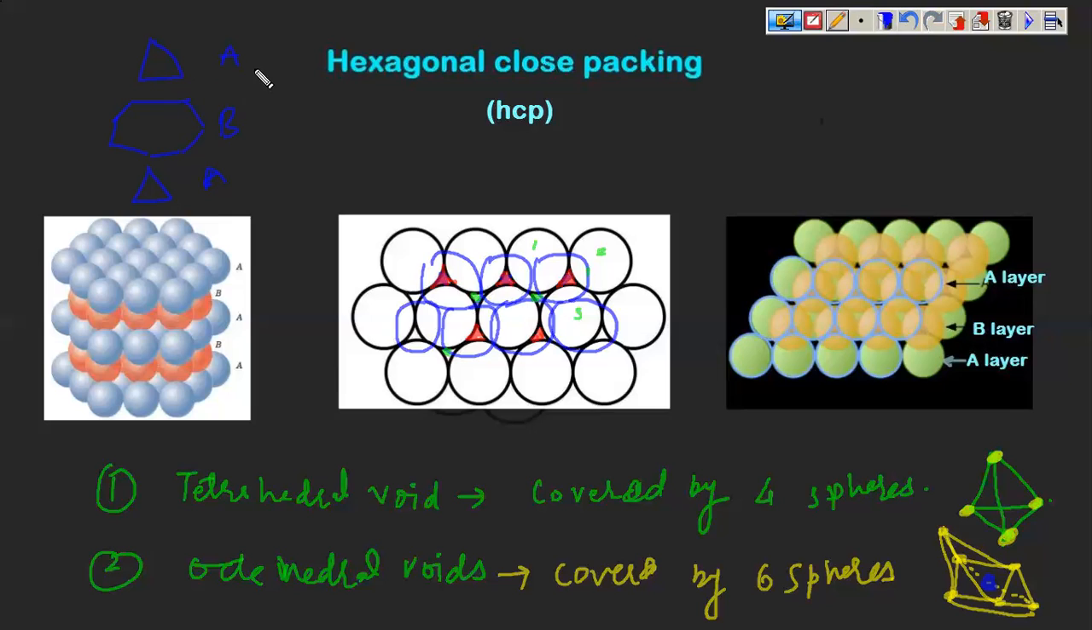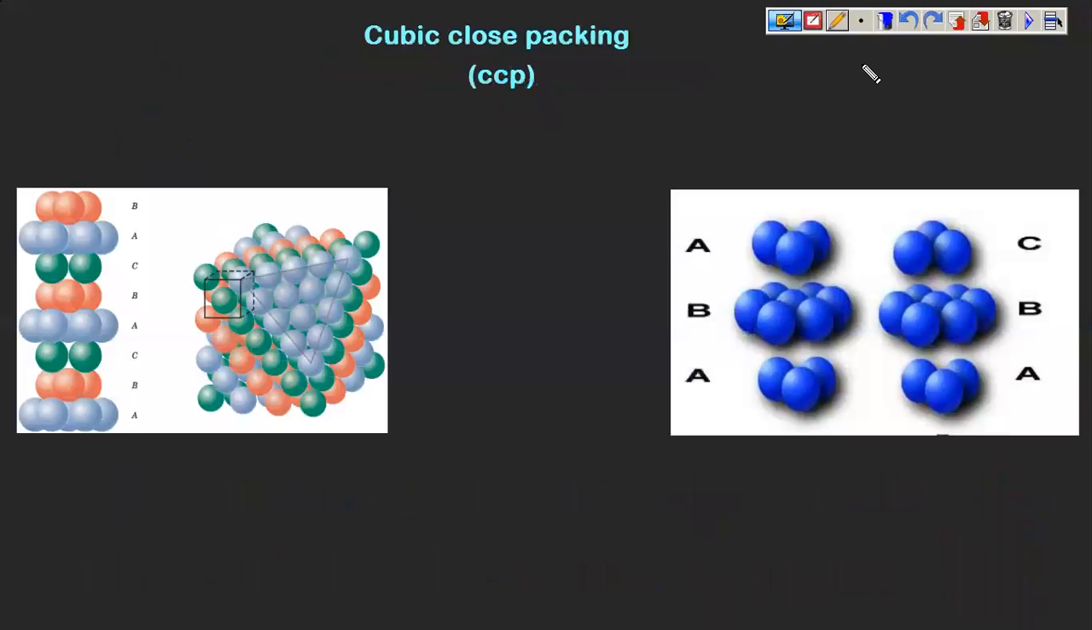Suppose if we invert, if we place the third layer opposite to the first layer, then it will become cubical close packing. In cubical close packing, you will find the third layer is not aligned to the first layer, it is just opposite, just opposite the triangle which forms here. So you will find a structure like this.